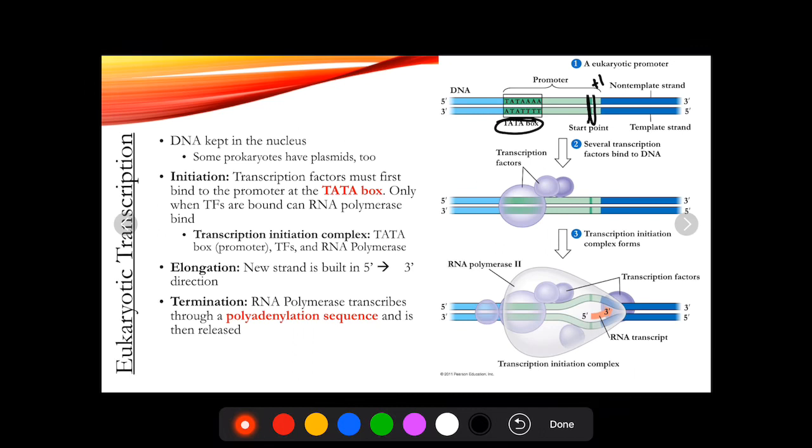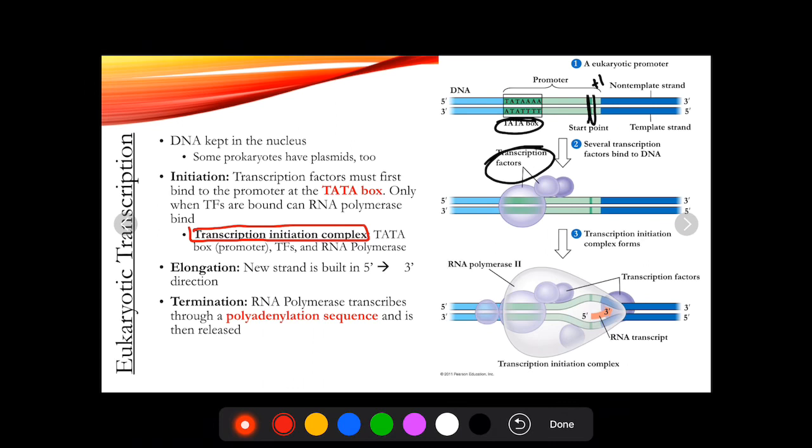So we've got this TATA box as part of the promoter, and that is going to be where transcription factors bind. Transcription factors are going to bind to the TATA box in the promoter, and then and only then will RNA polymerase be able to bind. So we have essentially made this transcription initiation complex, this big old chunk of all kinds of proteins and the polymerase and the TATA box itself.